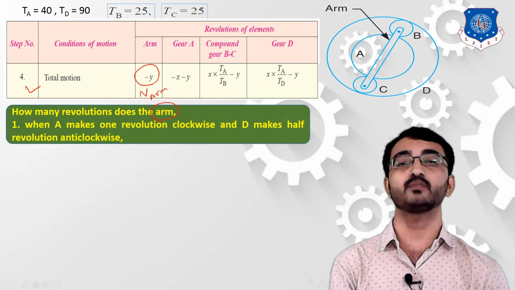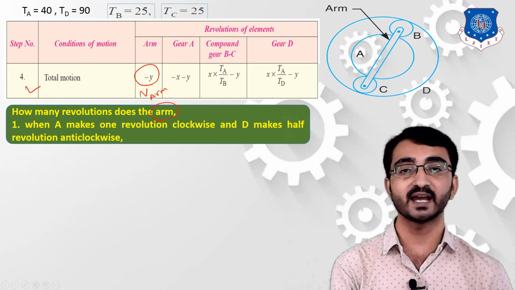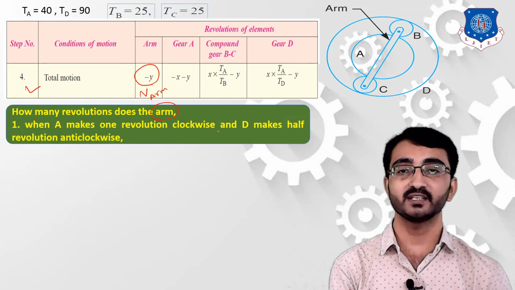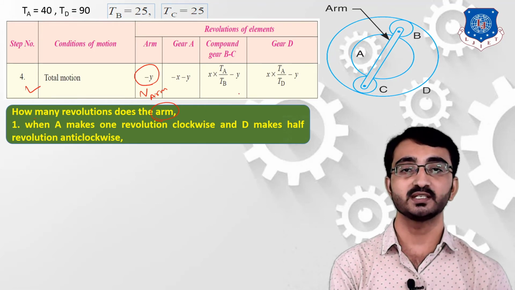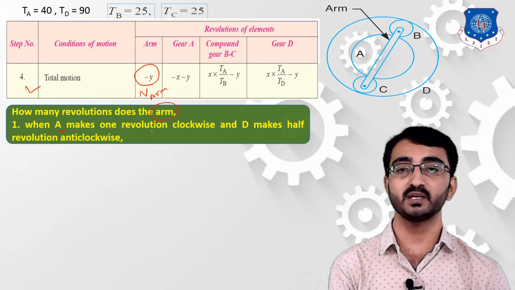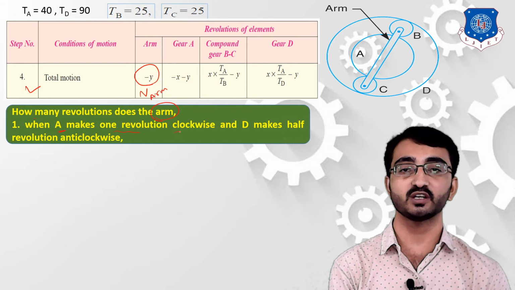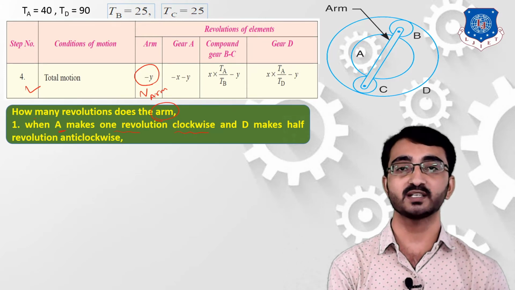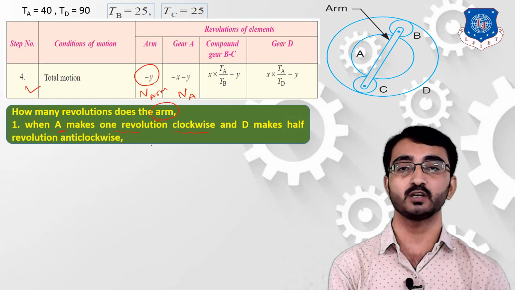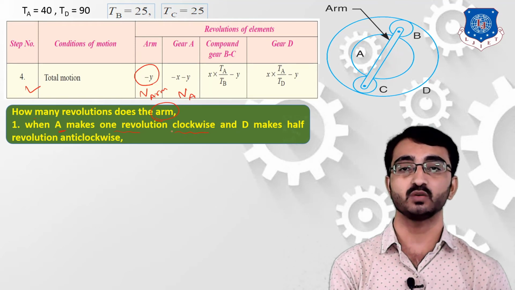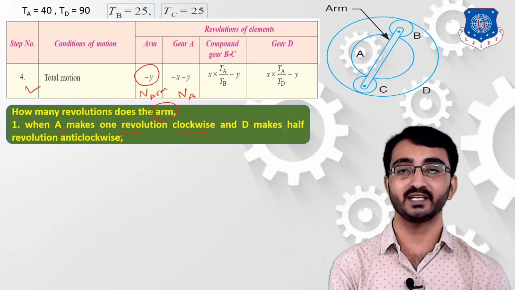So simply we have to calculate the variable y over here. Now to get the value of y, we have to use these equations. The condition is given in such a way that A makes one revolution in clockwise direction. So your first condition is that gear A, NA, is making one revolution in clockwise direction. Now the second one: gear D makes half revolution in anti-clockwise direction.